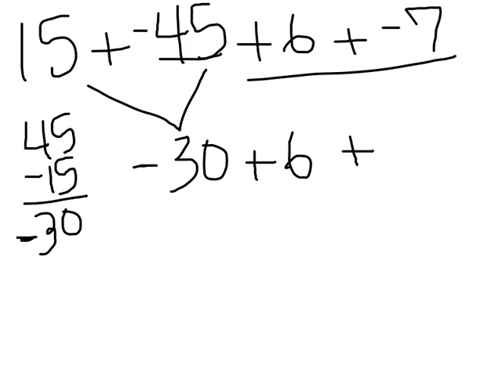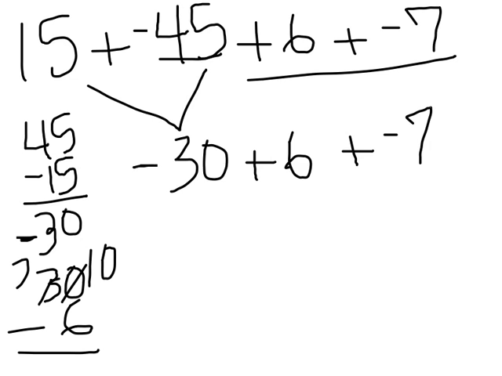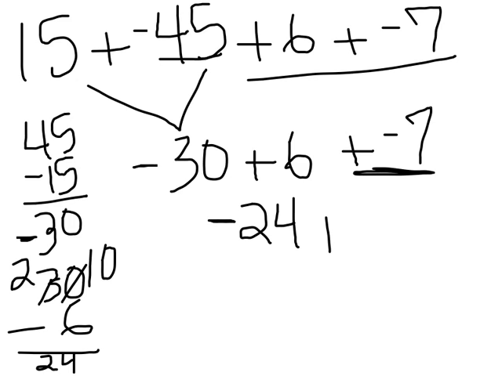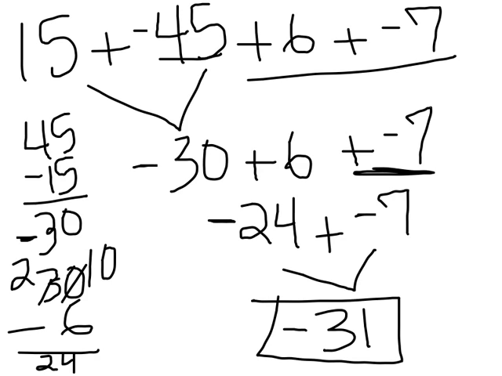Plus 6 plus -7. Now, -30 plus 6 is the next expression I'm going to look at. Again, I see that my signs are different, so I'm going to subtract and keep the sign of the larger number. So that becomes 24. So this is -24. Again, bring that down, plus -7, and now my signs are the same, and 24 plus 7 is 31, and it's -31 because both of them are negative.